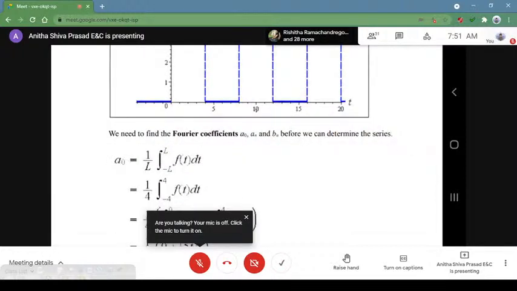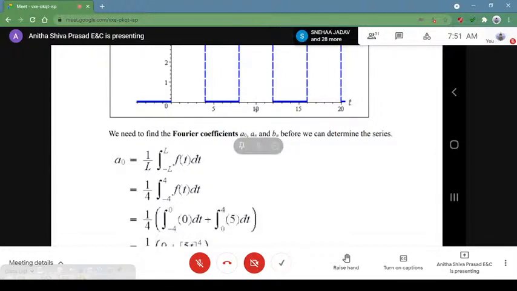A naught is what? 1 by L integral from minus L to L of f of t dt. What is L? 2L is 8, or you can take it as the time period. 2L is equal to 8, then L is equal to 4. So A naught can be calculated as 1 by L integral from minus L to L of f of t, so it is 1 by 4 integral from -4 to 4 of f of t.